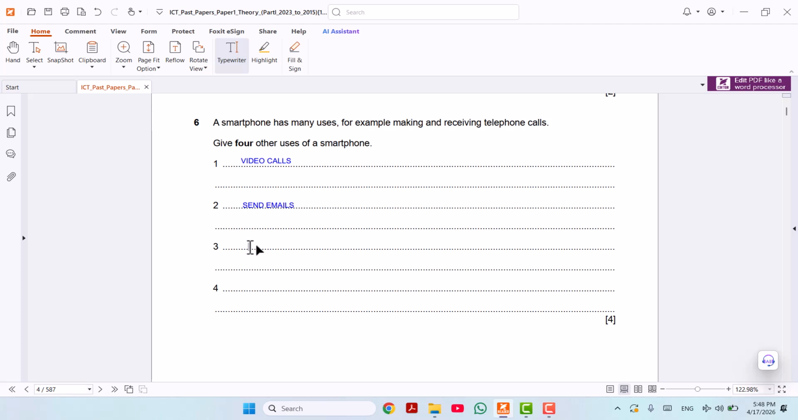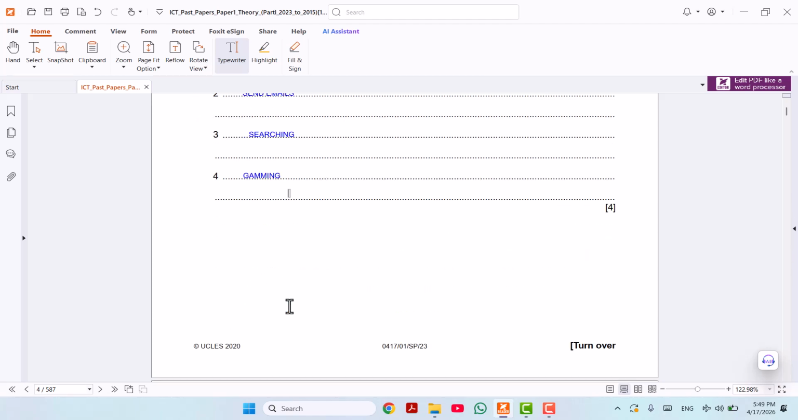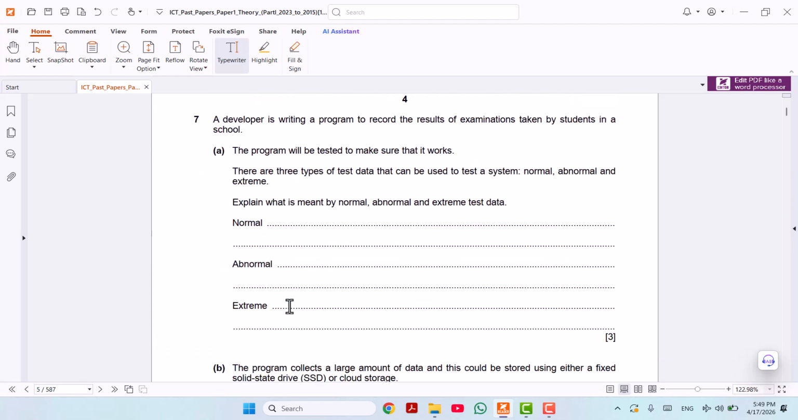We have many, so you can choose anything you want, like searching over the internet. Also the most famous thing, gaming. We have a lot: text messages, photos, translating languages, online banking, social networks, calendar. All of this can be added, but you can choose what you remember. Okay, go to the next question.